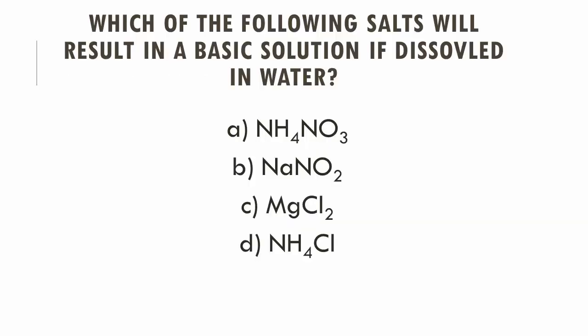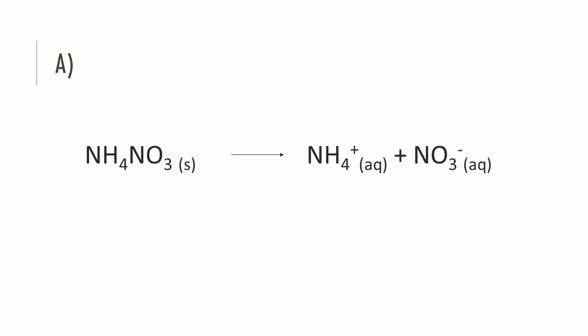The right answer to this question is the salt B, NaNO2. Before explaining why the salt is basic in solution, let's start by analyzing the dissociation of the other salts. The salt A will undergo the following dissociation. The NO3- ion is part of the list of spectator ions presented earlier. We then concentrate on the NH4+.